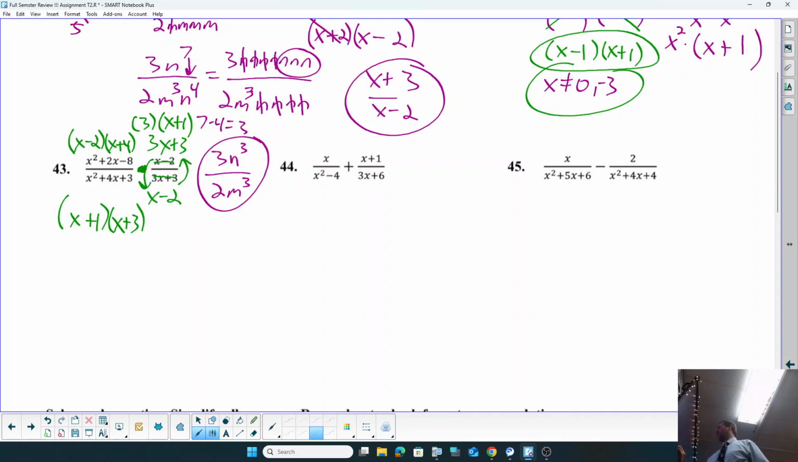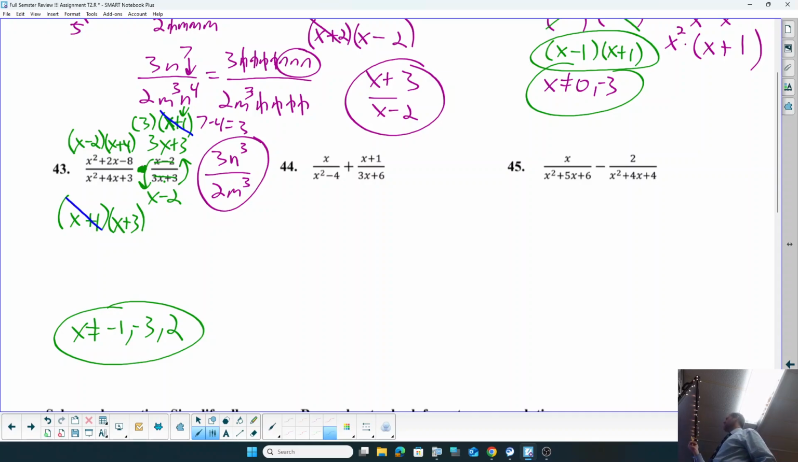So the restrictions are x can't equal a negative 1, a negative 3, a positive 2, and a negative 1 from here as well, because that was originally in the bottom. Okay, so those are our restrictions. And then we can cancel stuff out. So we'll cancel out the x plus 1s. We'll cancel out the x minus 2s. So we're left with 3 times x plus 4 all over x plus 3.